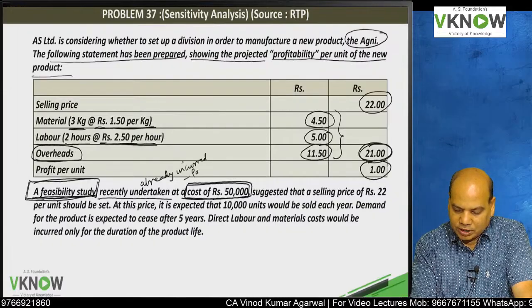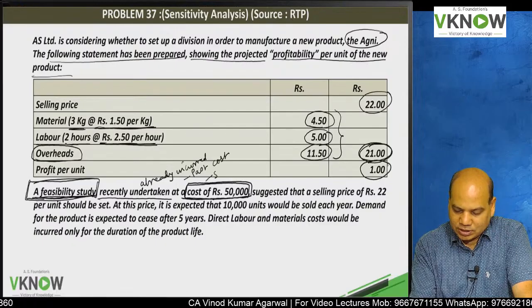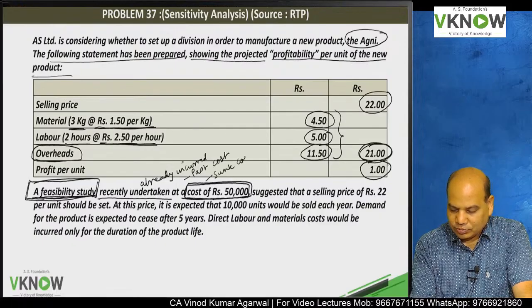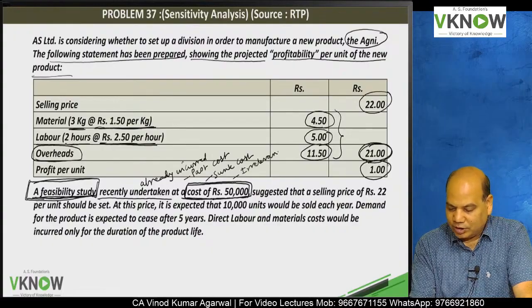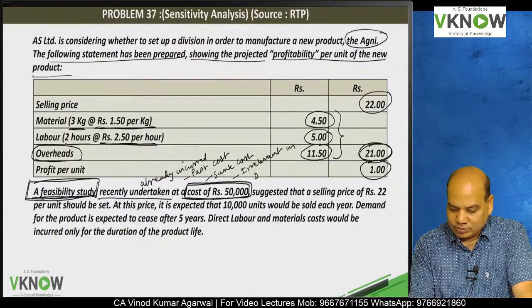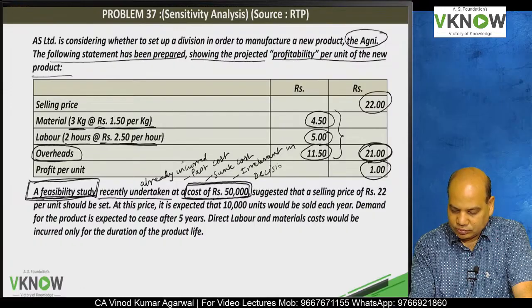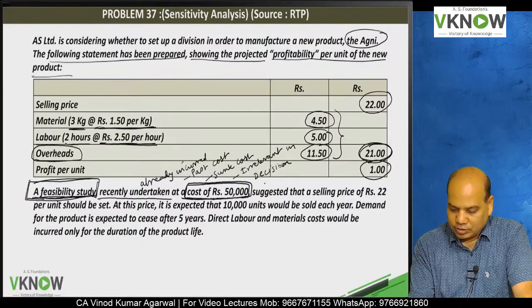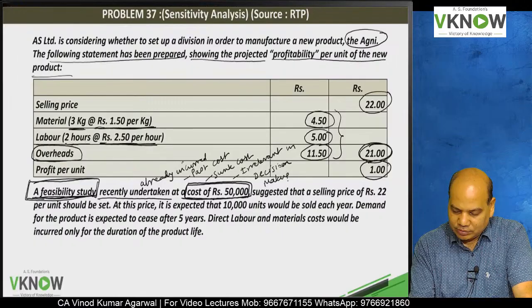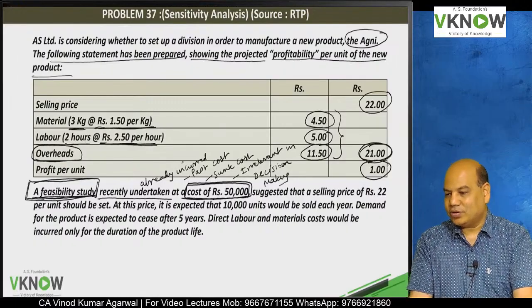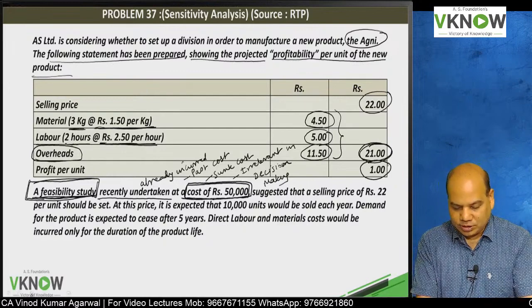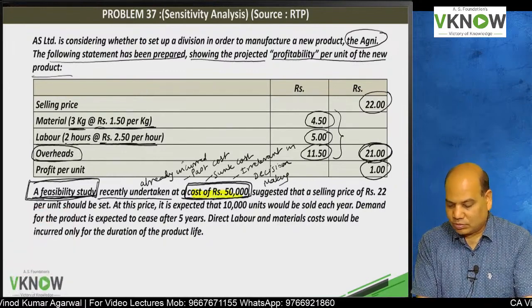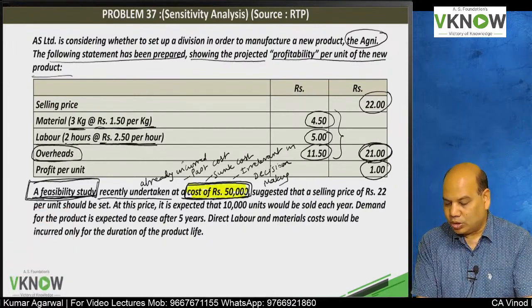Already incurred means past cost. Past cost means sunk cost. Sunk cost means irrelevant in decision making. Sunk costs are irrelevant in decision making. So this 50,000 rupees will not be included in my answer.